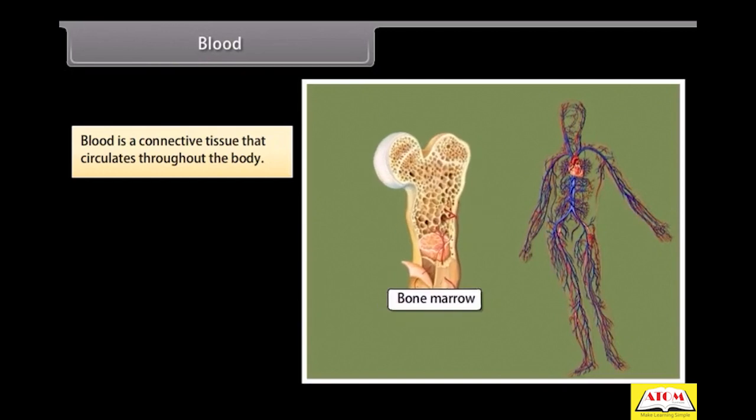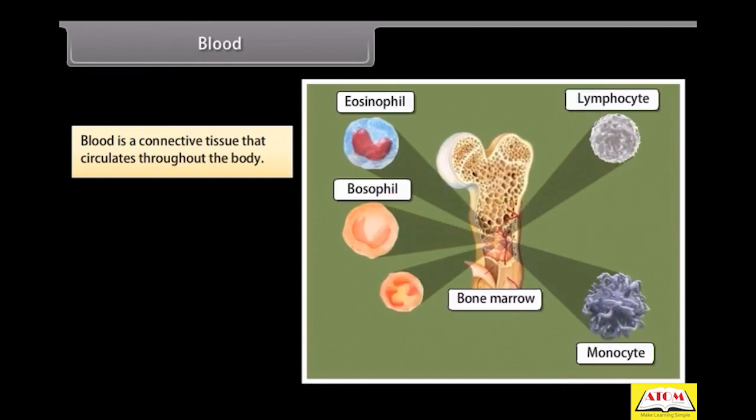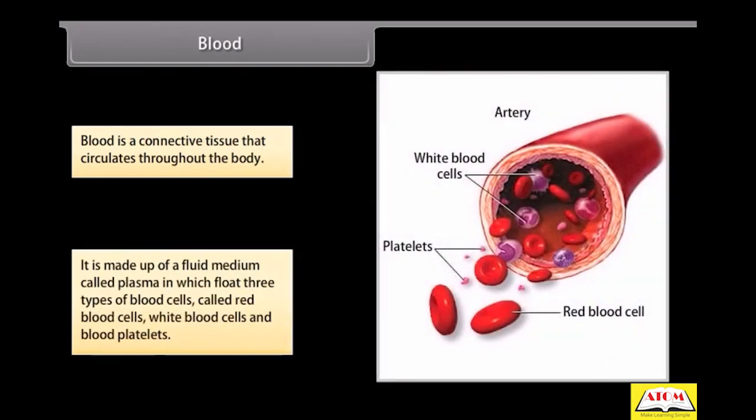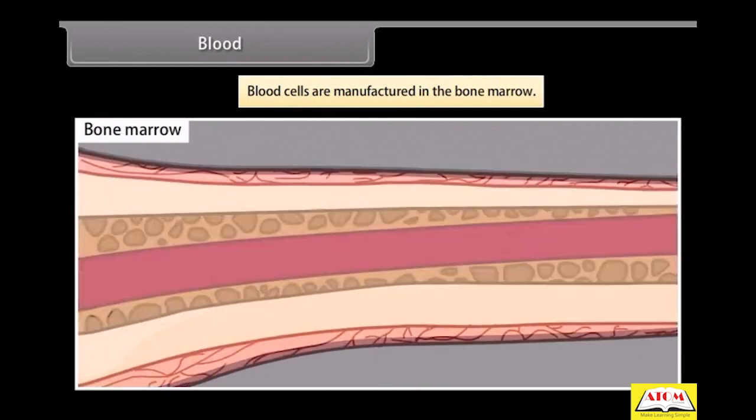Blood. Blood is a connective tissue that circulates throughout the body. It is made up of a fluid medium called plasma, in which float 3 types of blood cells called red blood cells, white blood cells, and blood platelets. Blood cells are manufactured in the bone marrow.